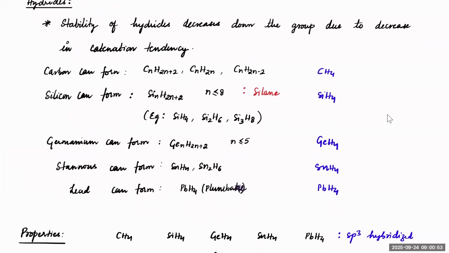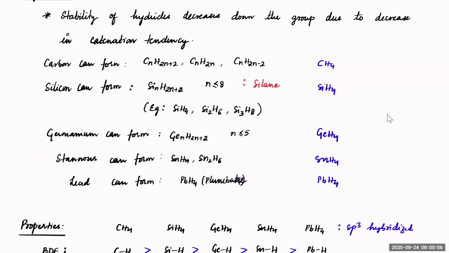Next, hydrides. This is an important area again. Carbon can form so many different hydrides, correct? It can form alkane, alkene, and alkyne. While silicon can form alkane type, which we call silane. Just like we call it alkane, here we call it silane. And these silanes do not go beyond 8 silicons. So the maximum they can have is SiH4, Si2H6, Si3H8 like this. More like alkane, alkene, and alkynes.